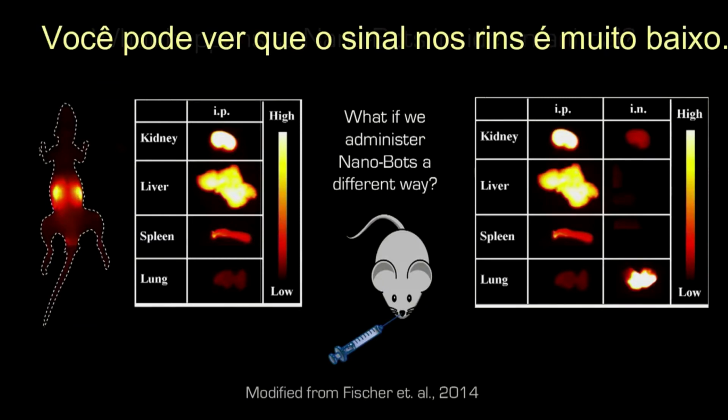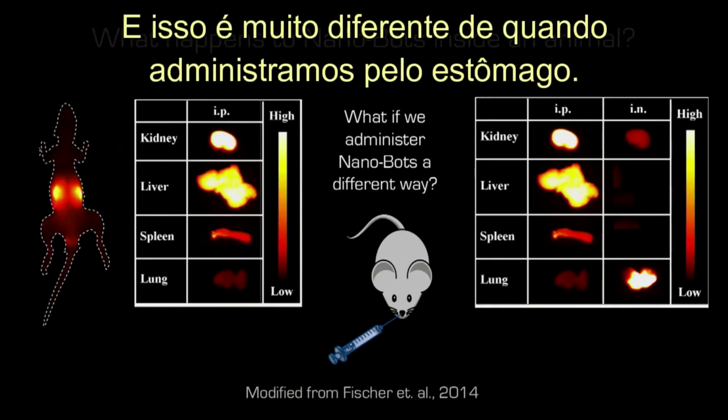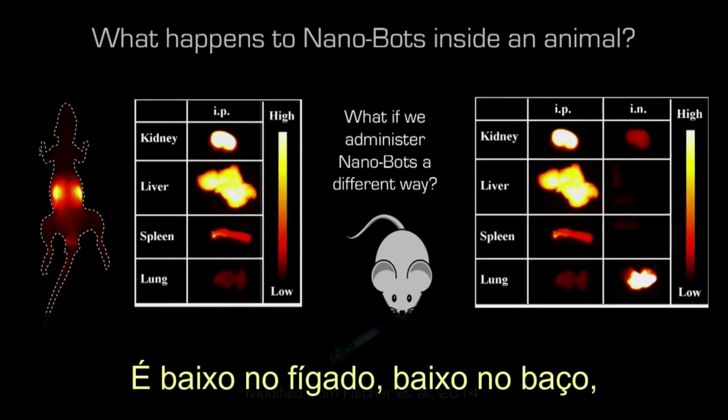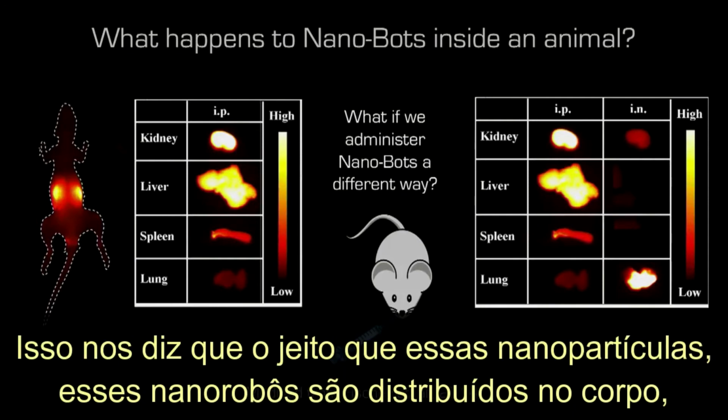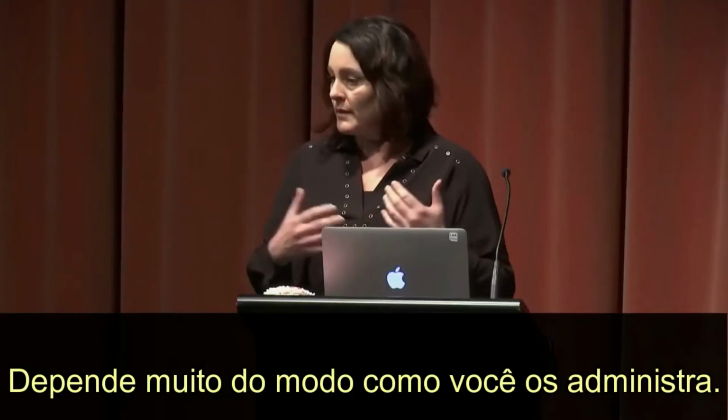So in this case, if we compare on the right side the intraperitoneal, which we saw already, with the intranasal, you can see that the signal in the kidney is pretty low. And that's very different from what we saw when we gave it in the stomach. It's low in the liver and it's low in the spleen, but it's very, very high in the lung. So what that tells us is the way that these nanoparticles, these nanobots, are distributed in the body is very much dependent on how you administer them.